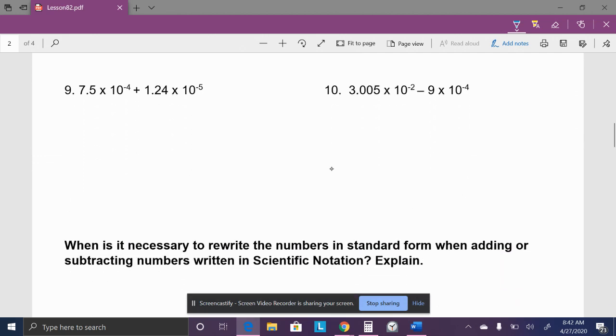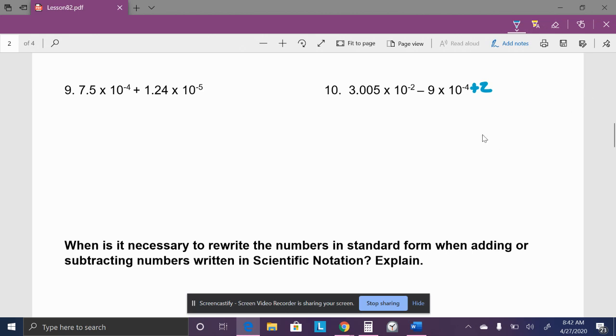Ooh, negative numbers. All right, let's look at this one here. 3.005 times 10 to the negative 2, and negative 9 times 10 to the negative 4. So I have to get this one to catch up to this one, right? In order for negative 4 to become negative 2, again, just like the last one, I have to add 2.